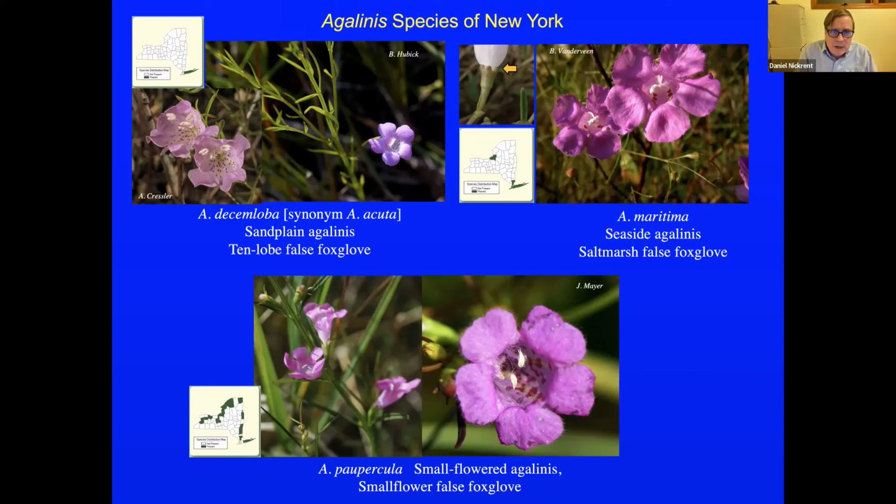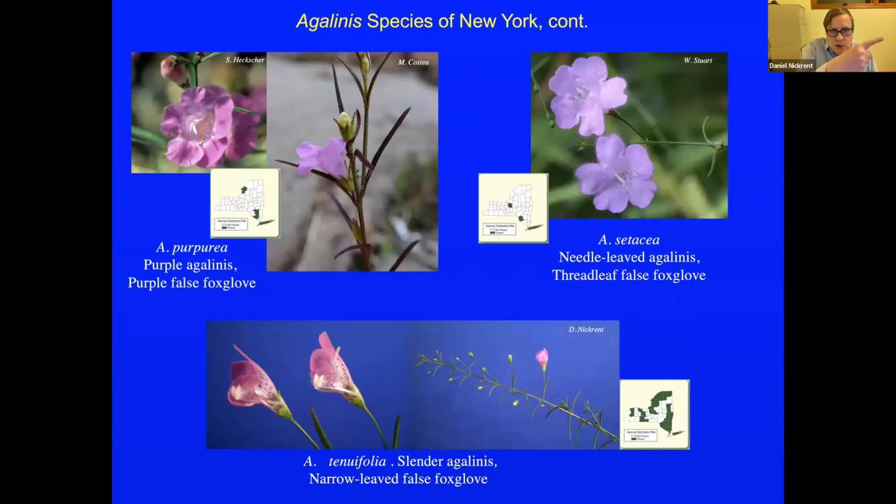But we also have some pretty common ones. Agalinis purpurea, the one that I showed as being used as a model organism, is probably the most common Agalinis in Eastern North America. It's right here on our campus at SIU, actually. So you can see it's in a couple of places in New York there.